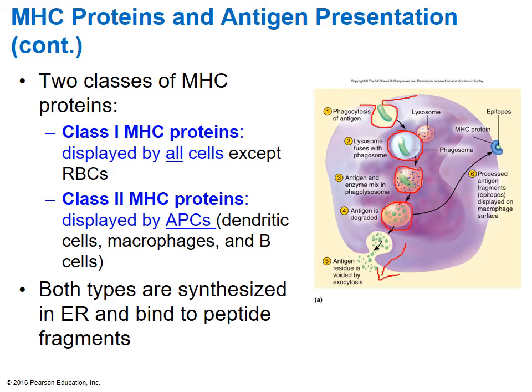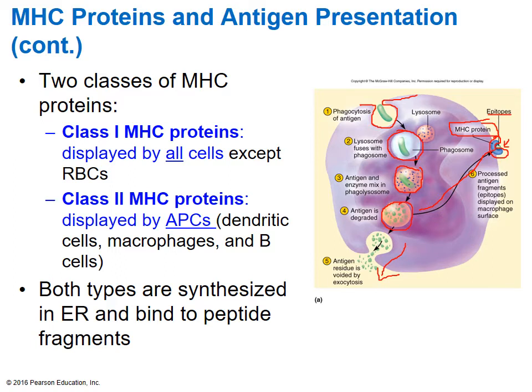But also look what happens here in step number 6. We take a little piece of the foreign antigen, and it's then displayed over here in this little blue structure. This little blue structure, this little housing mechanism, is your MHC protein. And the foreign antigen will sit in here on display. It's labeled as the epitope because that's going to be the active part of the antigen.